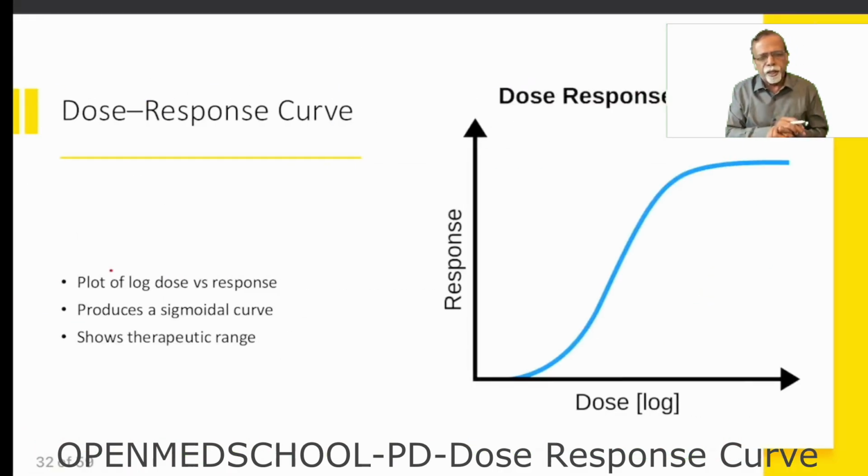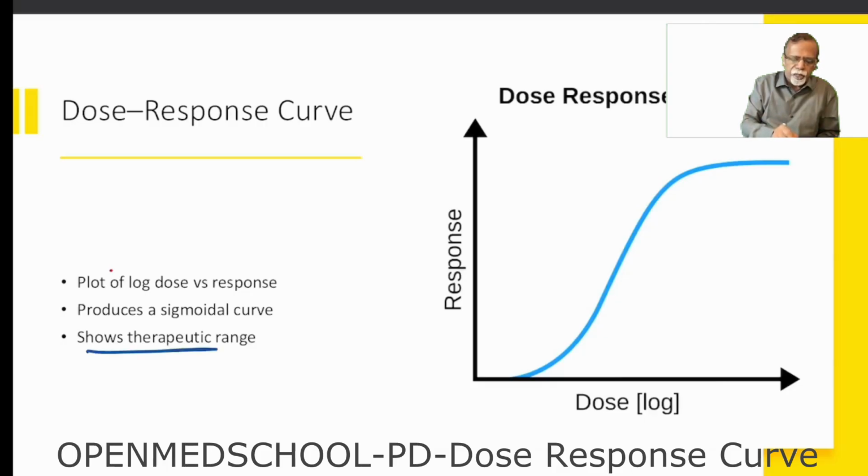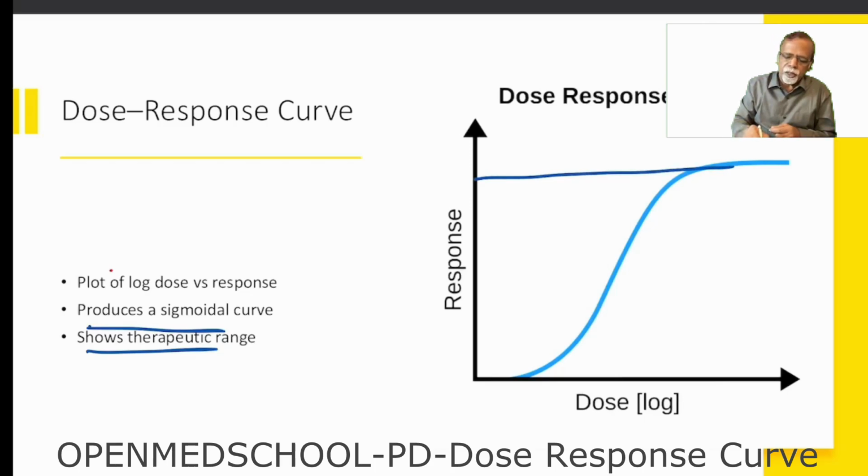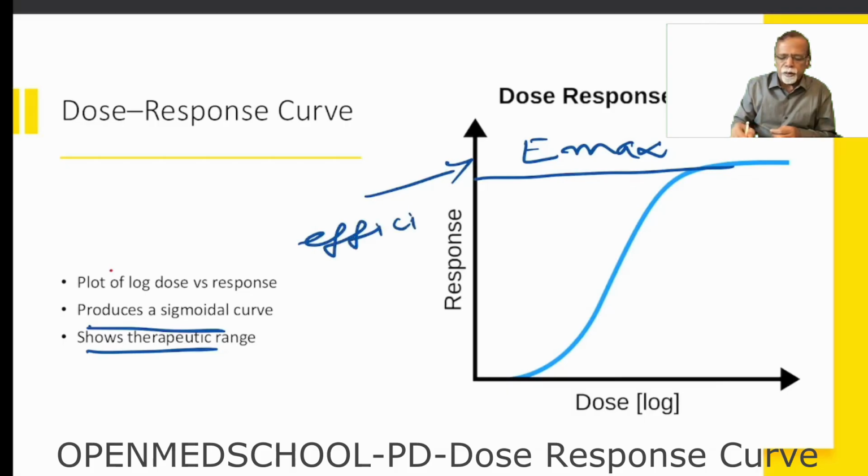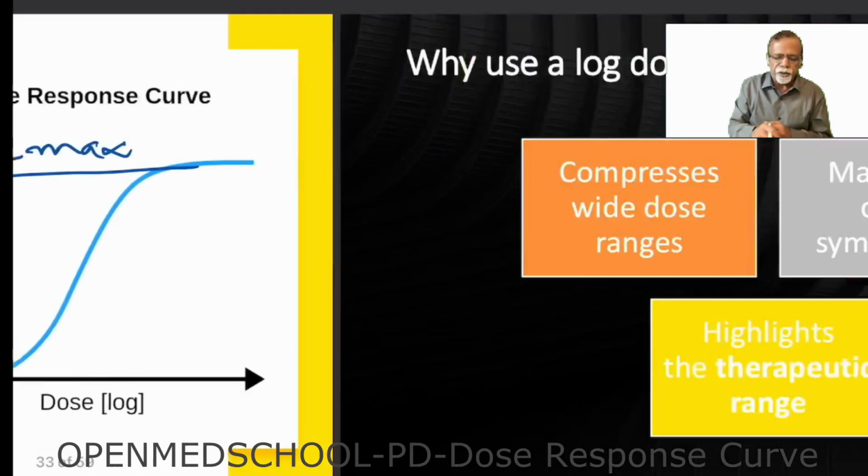Let us look at why we are plotting it as a log. It produces a sigmoidal curve, and it shows the therapeutic range. These are the purposes of this dose response curve. The maximum effect that is obtained is called the Emax, and this indicates the efficacy of the drug. So the efficacy of the drug is determined by the response it produces. That's one term, efficacy.